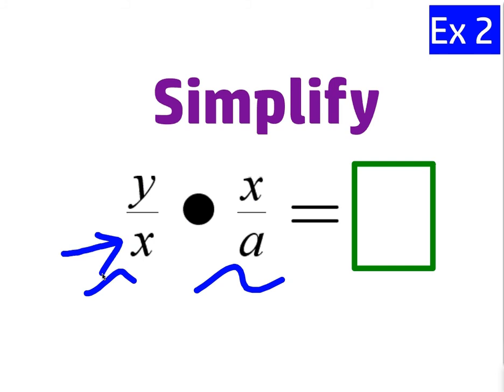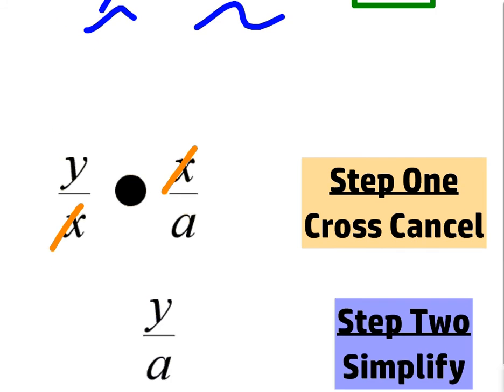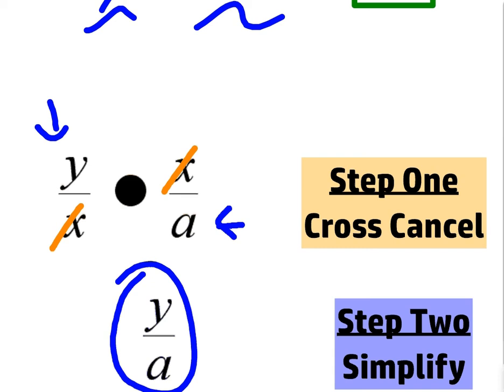So there's an x here in the denominator, and then on the other fraction, there's an x in the numerator. That tells us there's going to be some cross cancellation. So we're going to cancel the x's. Again, one has to be in the numerator and one has to be in the denominator. So now that we've done that, we're left with a y in the numerator here and an a in the denominator there, and we can form that as one fraction.